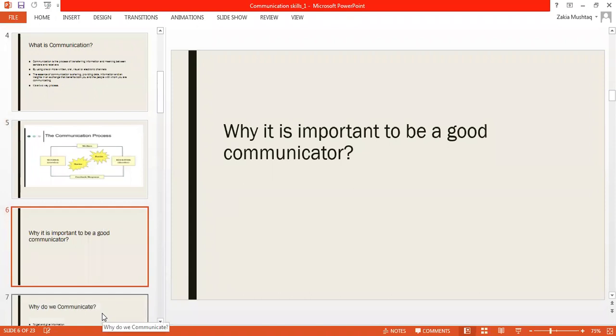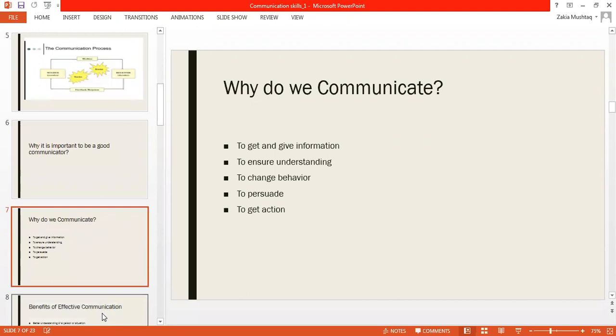Now, think again, why is it important to be a good communicator? Everywhere there is a demand of good communication skills. Why is everybody asking for a person who is well versed, who is good at oral and verbal communication? The answer is there are so many purposes attached with that.